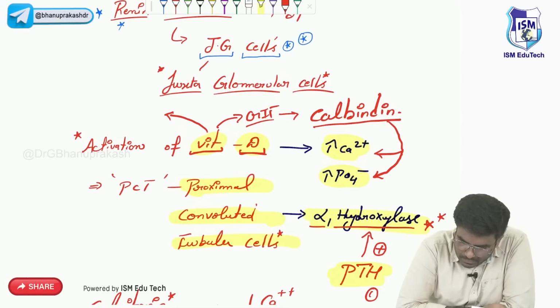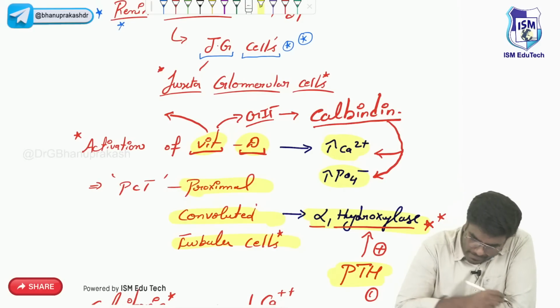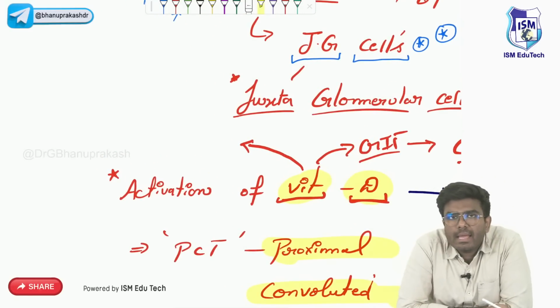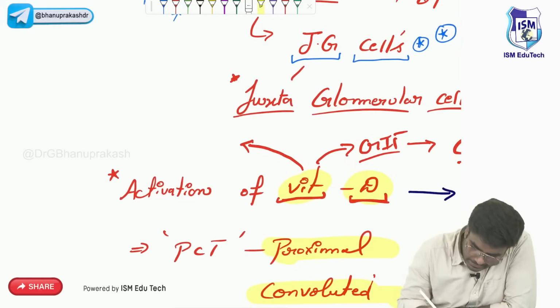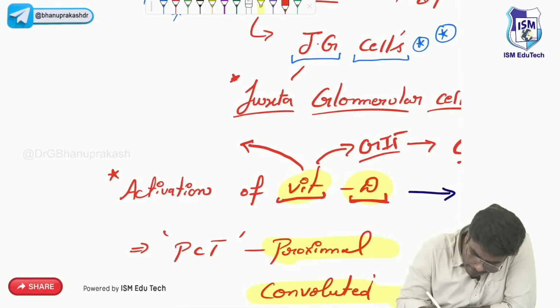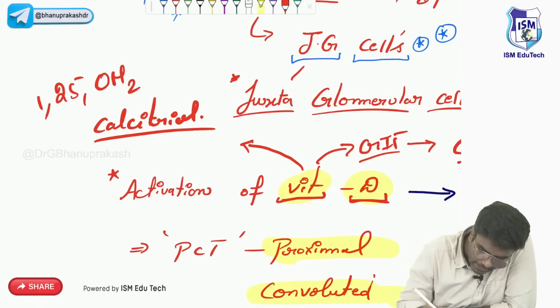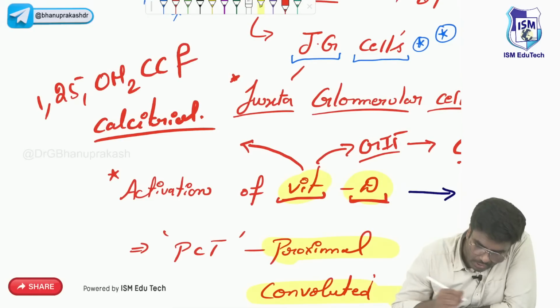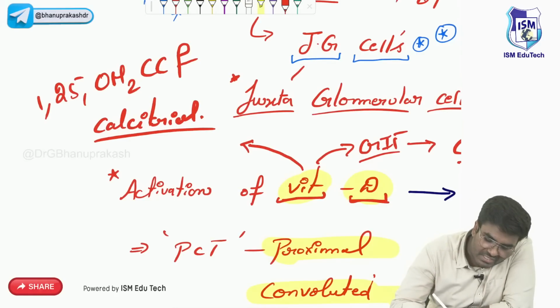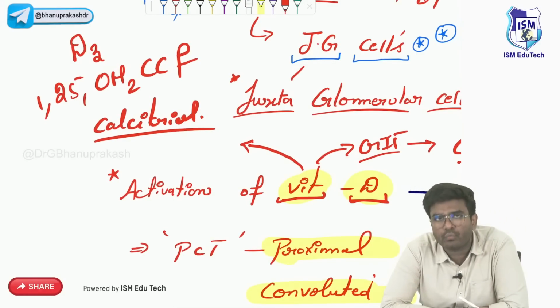Come on, guys. What is the active form of vitamin D? Is it calcitonin? Is it calcitriol? It is calcitriol. Okay, it's calcitriol, also called 1,25 dihydroxycholecalciferol, which is the active form of vitamin D3.